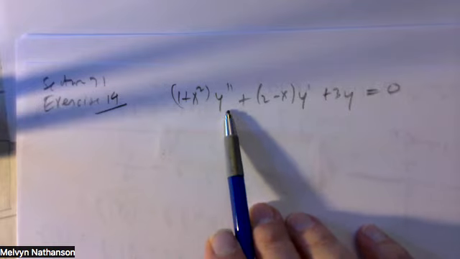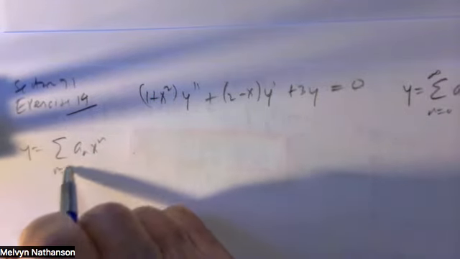Section 7.1, number 14. And in this problem, we have the following differential equation: (1 plus x squared) y double prime plus (2 minus x) y prime plus 3y equals 0, and I assume that's what they mean when it says find a power series solution y of x. So we have a second order linear ordinary differential equation with polynomial coefficients, and we want to find the solution y of the form summation a sub n x to the n, where n goes from 0 to infinity.